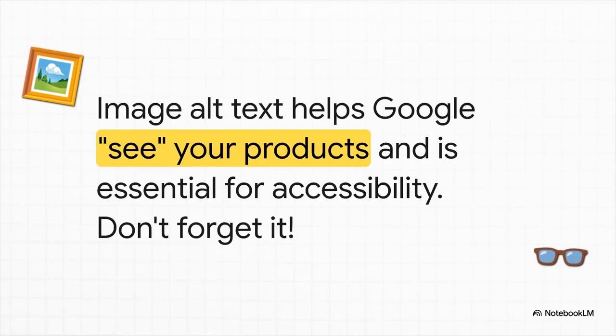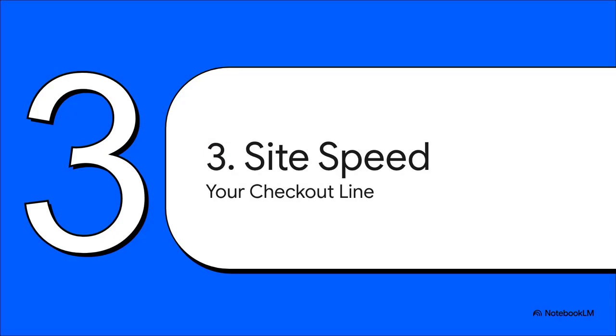And please, please do not forget your images. Adding what's called alt text, just a simple description of the image, does two incredibly important things. One, it helps Google see your products, which can get you in image search results. And two, it's absolutely essential for visually impaired users who use screen readers. It's a win-win.